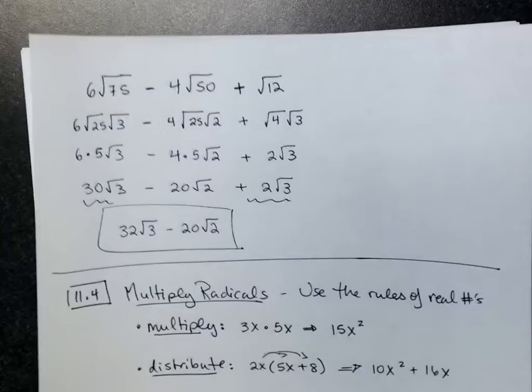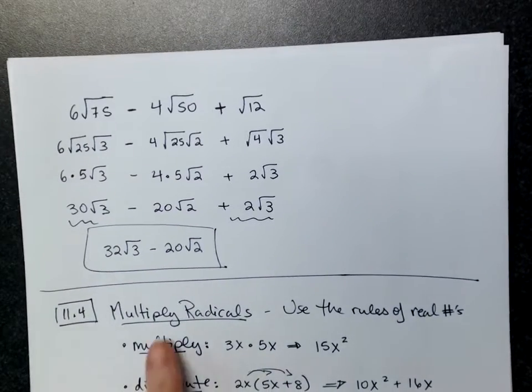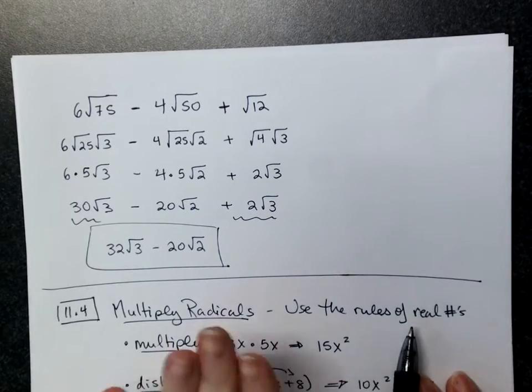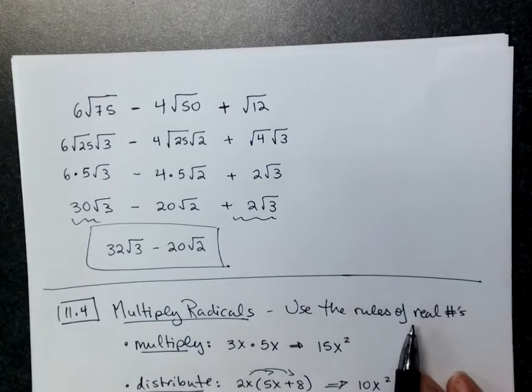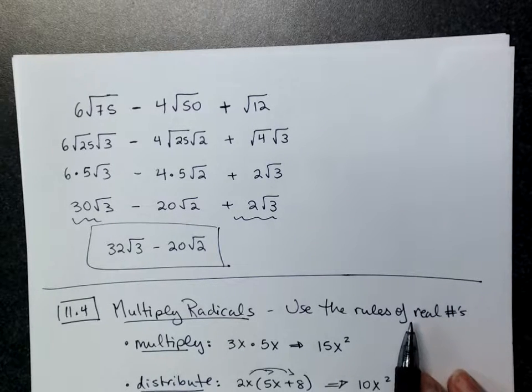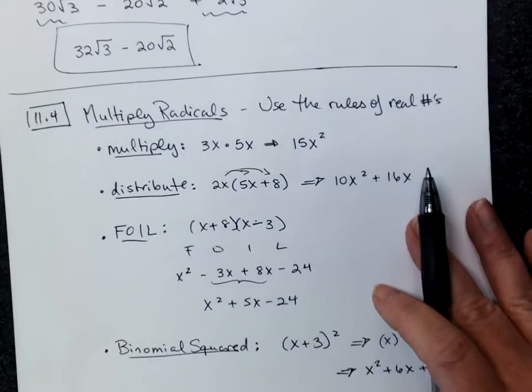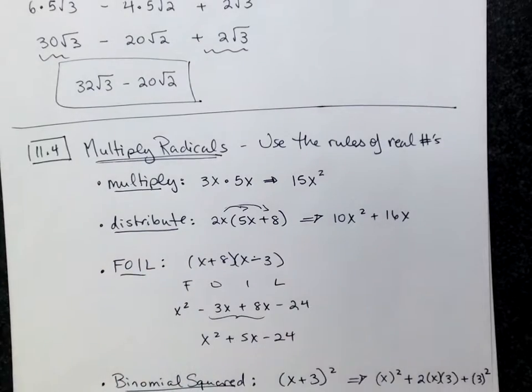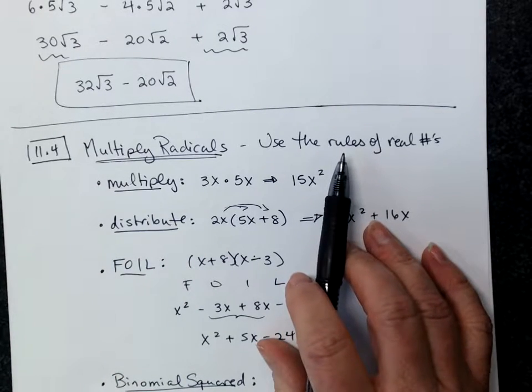Okay? So the rules for multiplying radicals, just like I mentioned about adding, we are using the rules of real numbers. The rules that you already know are the rules we're still using. Those rules haven't changed. They're just going to look a little different because we're dealing with radicals instead of x's and y's. It can really mess with your brain. But trust me, you are using the same rules you already know how to use. So in multiplying radicals, which is the second half of 11.4, you're going to be using the same rules you already know.